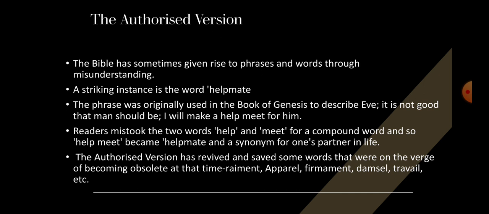The authorized version has also revived and saved some words that were on the verge of becoming obsolete at that time. What are the words? Raiment, apparel, firmament, damsel, travail, etc. These are the words which were on the brim of being obsolete. But the authorized version revived these words, so they are still in the English vocabulary.